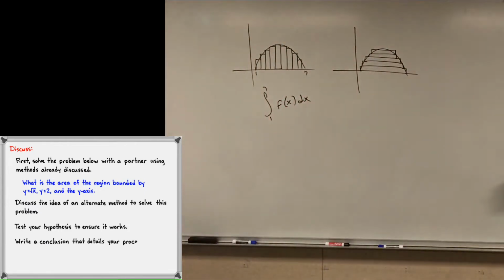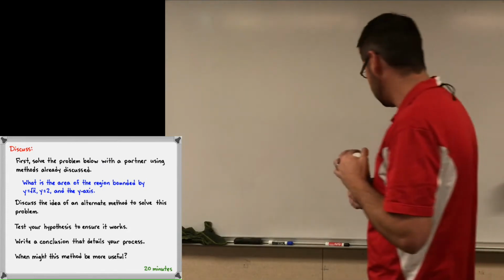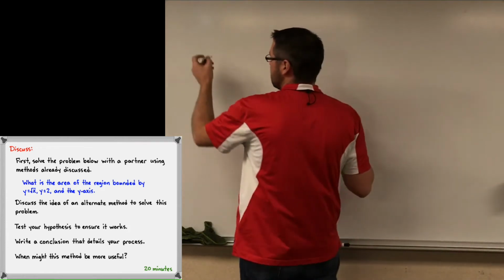So graph it with your brain on your paper, not with your calculator. Rad x and y equals 2. So you should have, if you're looking at your notes, what'd you get as an answer? 8/3. Let's go through that, and then I'll have you discuss.